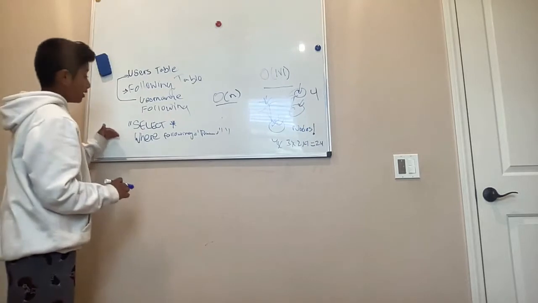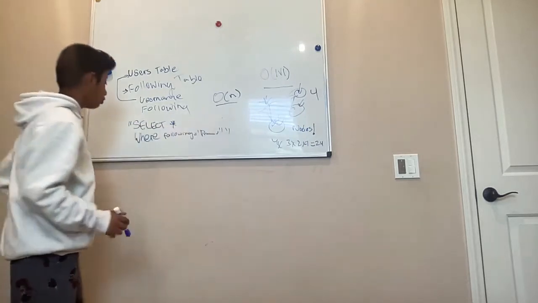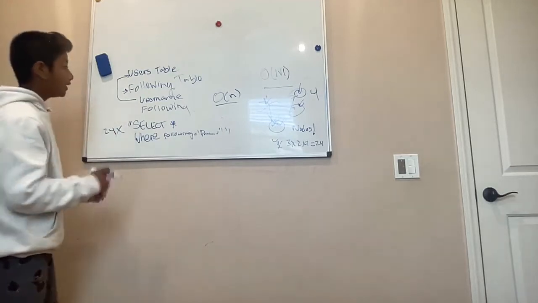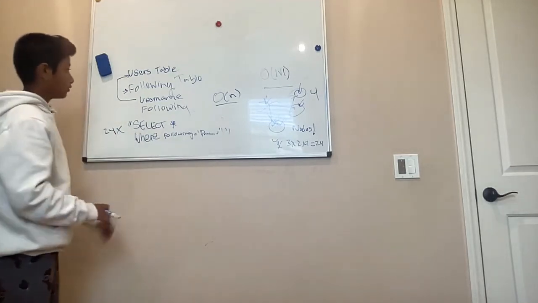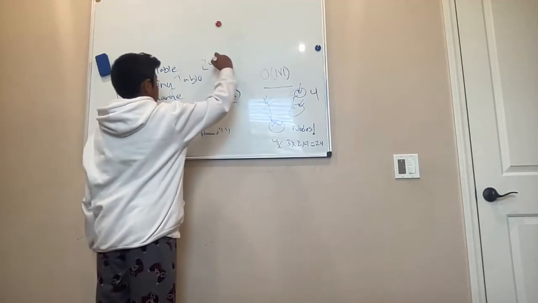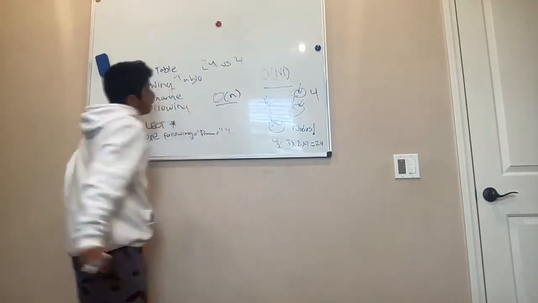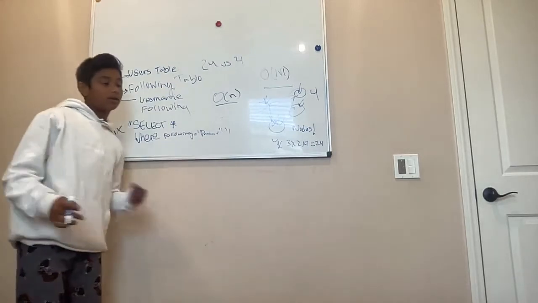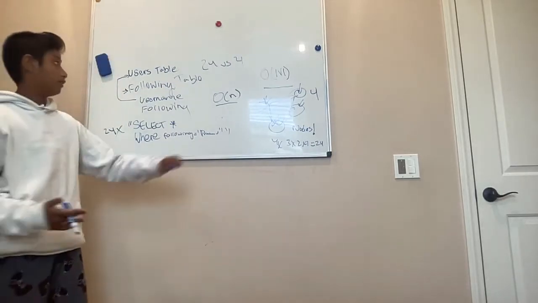So in this case, let's say everybody follows each other. Well, this is going to be 24 different rows. Okay, so we can actually see the difference between this. 24 versus 4, and obviously this is the worst case scenario, and that's how we derive our big O.